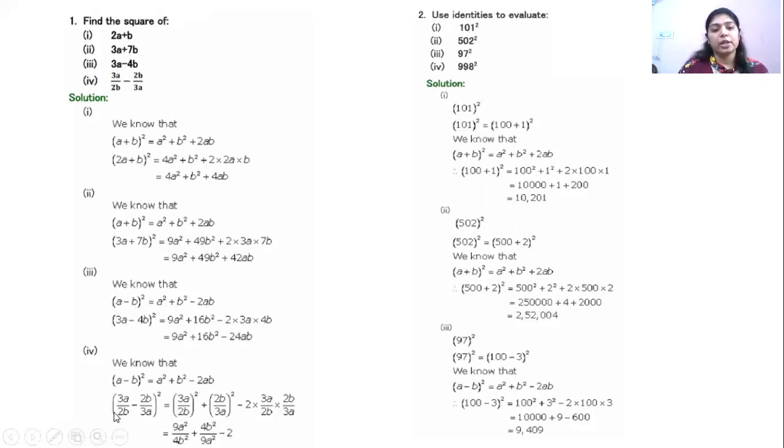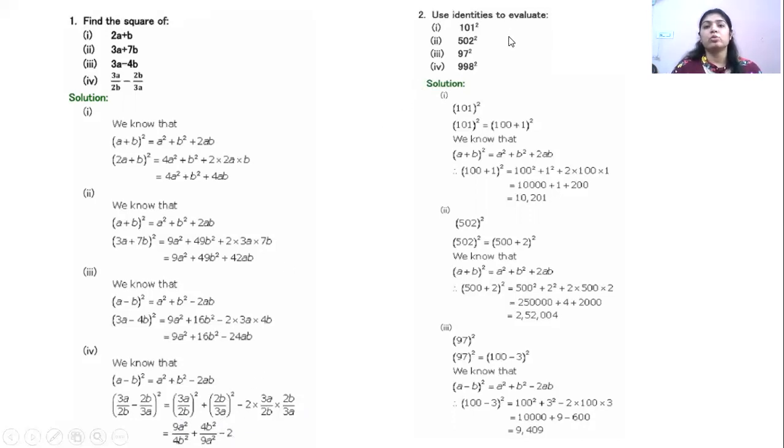Similarly, for the fourth part, 3a over 2b, consider this one as one quantity, and 2b over 3a, this one as another quantity. So (a minus b) whole square is equal to a square plus b square minus 2ab. Put the values. We can cancel this 2 with this one, this 3 with this, so we are left only with 2 here. So in this one, we are left only with the digit 2. (3a over 2b) whole square gives you 9a square over 4b square, (2b over 3a) whole square gives 4b square over 9a square, minus 2.